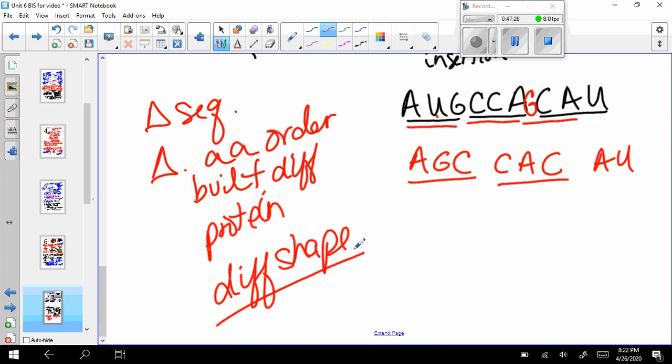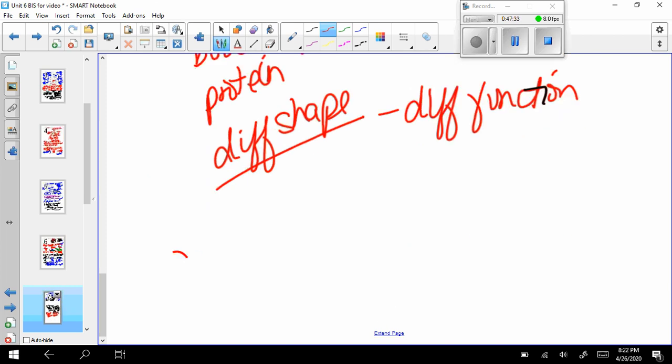Chances are it's going to be a different shape. If it's a different shape, it's going to give you a different function. So one great example: sickle cell anemia.